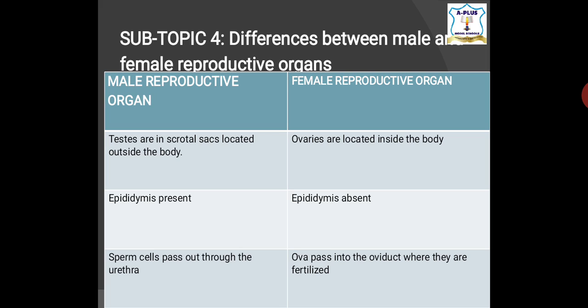Sperm cells pass out through the urethra. Ova pass into the oviduct where they are fertilized. This one does not come out at all. It's inside the oviduct, inside the womb, inside the female reproductive organ, and it's where it is being fertilized. The sperm goes into the oviduct to fertilize the ova.